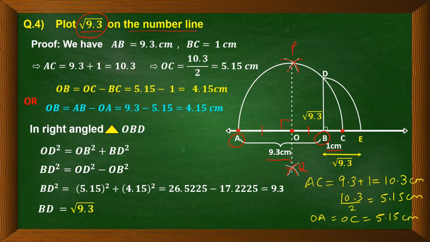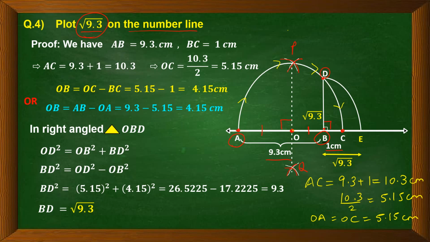Right, now we need to draw a semicircle. So with OA as radius or OC as radius, any radius you can take, with O as center, we will draw the semicircle. Right, now take point B. At B, draw a perpendicular BD which will intersect the semicircle at a point D. You can use protractor or compass to draw the perpendicular.